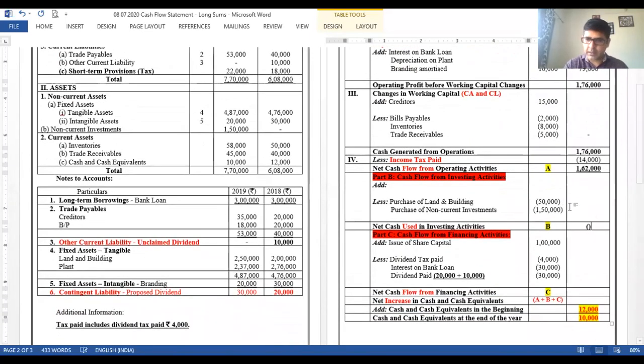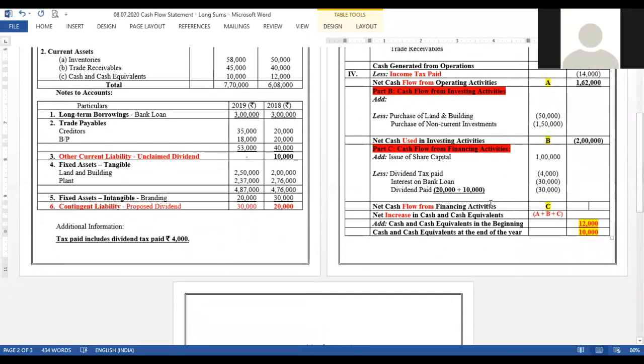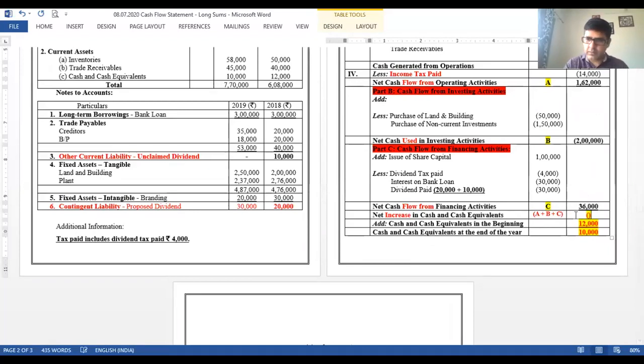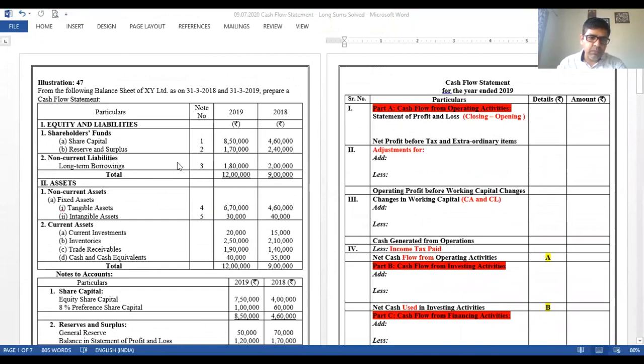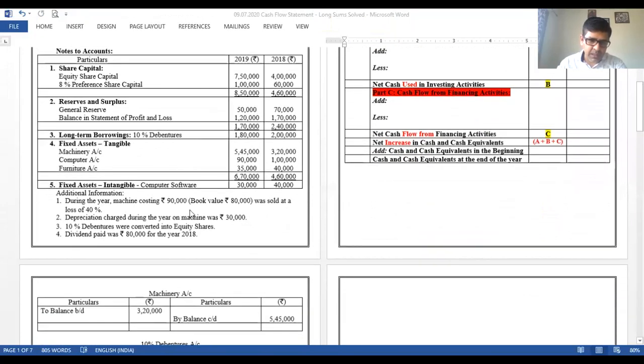Deduct 2 lakh rupees, right? 2 lakh. Yes, thank you. 2 lakh rupees. Now, financing activity. 36,000. 64, 36 here. Okay, now A plus B plus C, 162 and 36 is 198. Negative 2,000. Yeah. Negative 2,000 rupees. Minus 2 plus 12 is 10. Okay, so that's all for the sum. Okay. So let us start with. You can see that the balance sheet is given, notes to accounts is given, and adjustments are given, right?